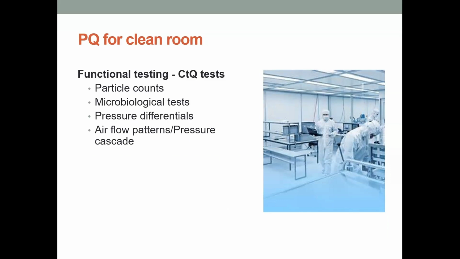So the functional testing that we would do is the critical to quality tests. So obviously the things that are really important for quality in a clean room are your particle counts. That's giving us an idea of how clean the room is. Our microbial tests as well, what bacteria are in the area, if any, hopefully not. Keeping pressure differentials between rooms is one of the mechanisms for keeping a clean room clean, to keep any dust or particulates out of the room. Airflow patterns and pressure cascade will be really important as part of your functional test, and they are all critical to quality tests.